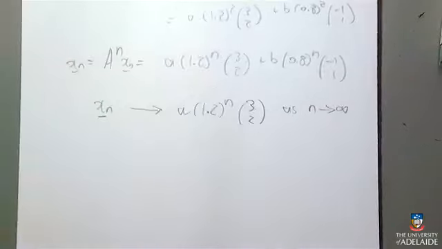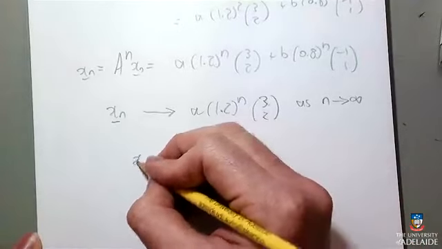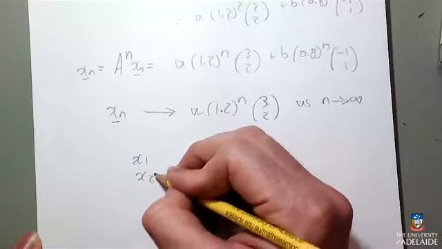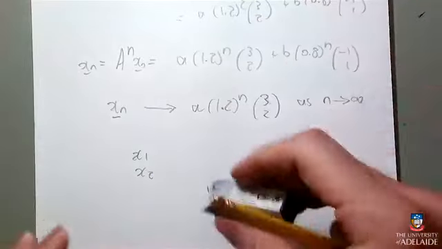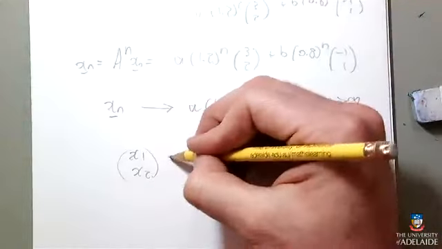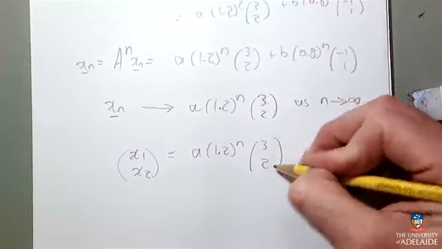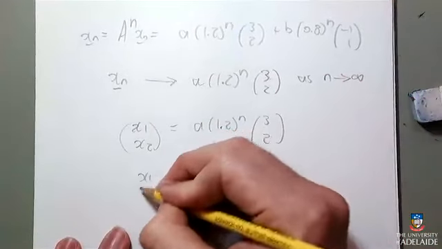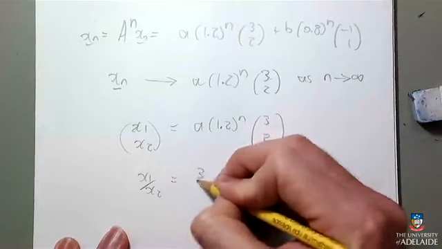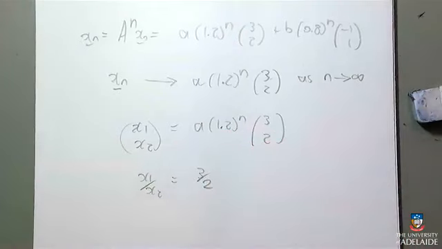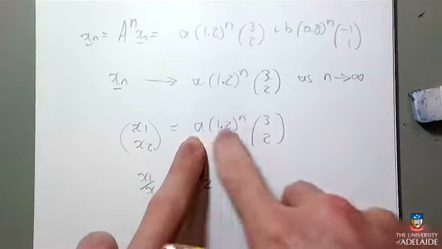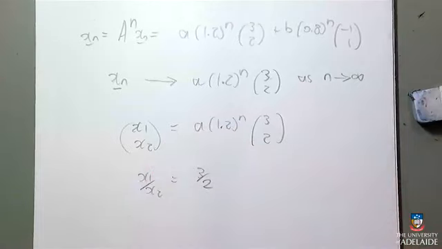I know that x1, this is getting a bit confusing. So if this vector is equal to that, then I know that x1 divided by x2 is the same as 3 on 2. Because this bit will cancel out when I do the division.